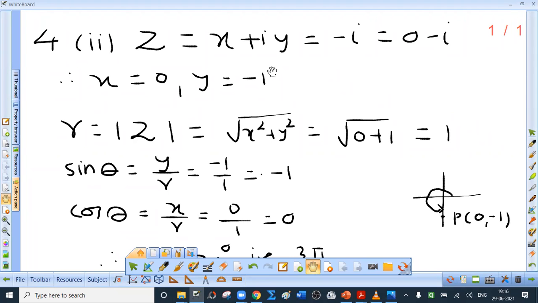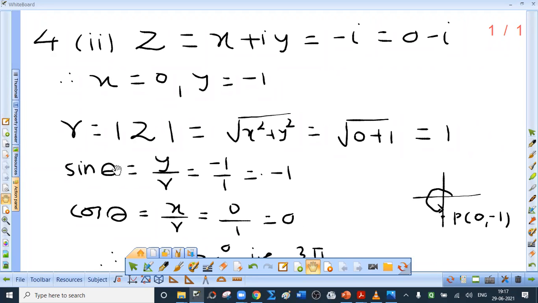So just compare this with x plus iy. x equal to 0, y equal to -1. At least you should be able to find the modulus. It is root x square plus y square, that is 1. What is sin theta? I have already proved this. I haven't asked you to remember this as it is. We have proved that sin theta is y upon r. So that is -1. Cos theta is 0.